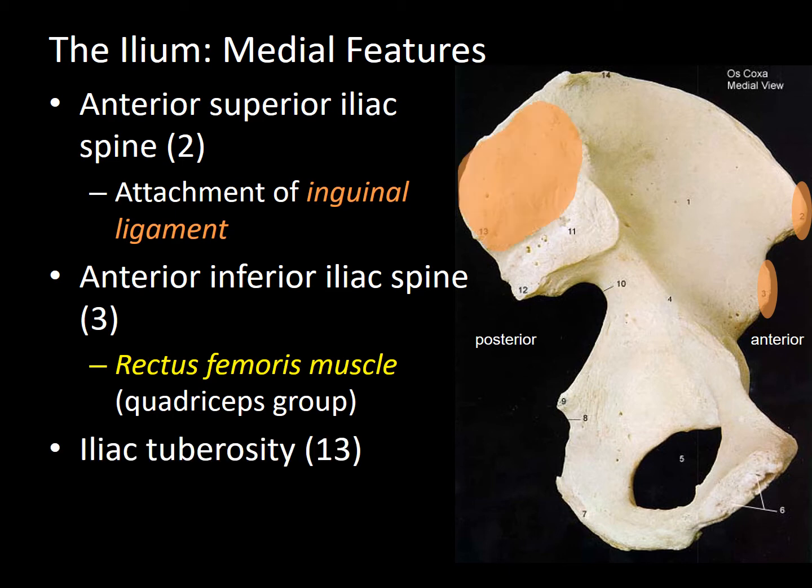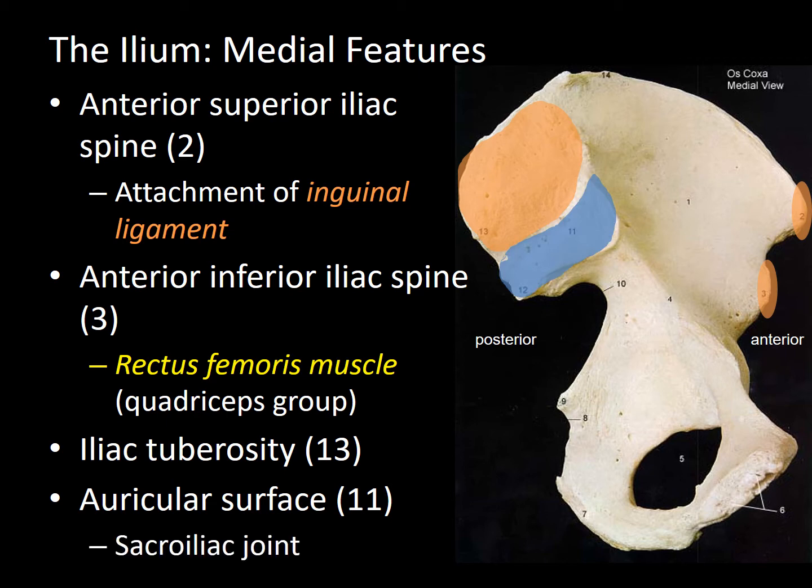There's also the iliac tuberosity, which is highlighted here, along with the auricular surface, which is highlighted here. Now, the auricular surface is the actual joint surface for the sacroiliac joint. Auricular means ear-shaped. We've had an auricular surface on something else previously. So this ear-shaped articular surface is for that sacroiliac joint. Now this is a joint where there's not supposed to be movement, so this isn't a smooth articular surface. It's actually a rougher articular surface to hold on tight to the sacrum.